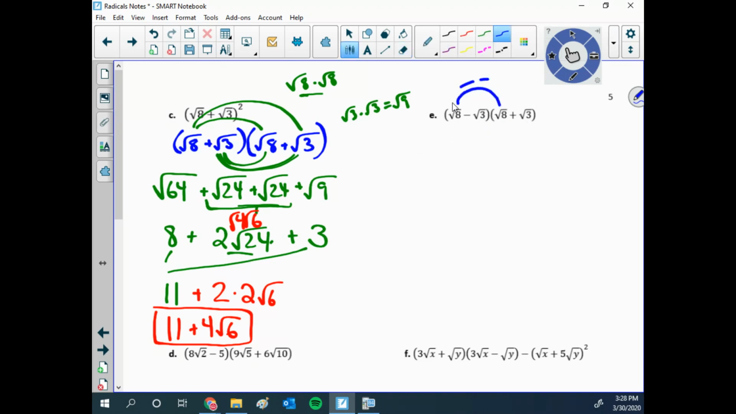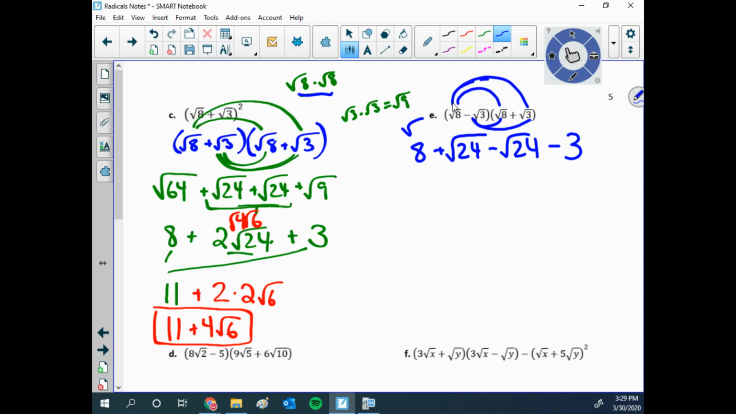So root 8 times root 8, like we said previously, is the square root of 64, which is just 8. Then 8 times root 3 gives a positive square root of 24, and negative root 3 times 8 is a negative root 24. Then root 3 times negative root 3, the same numbers being multiplied, is negative square root of 9, which is negative 3, right?